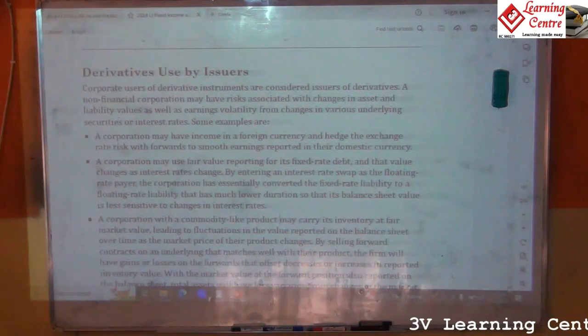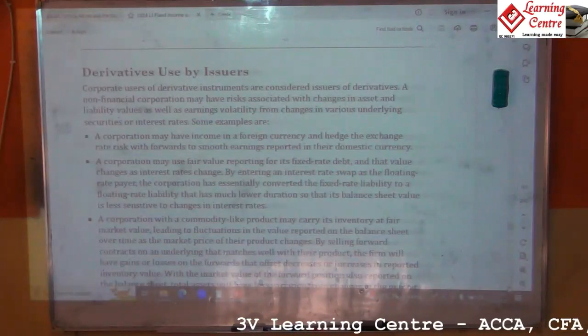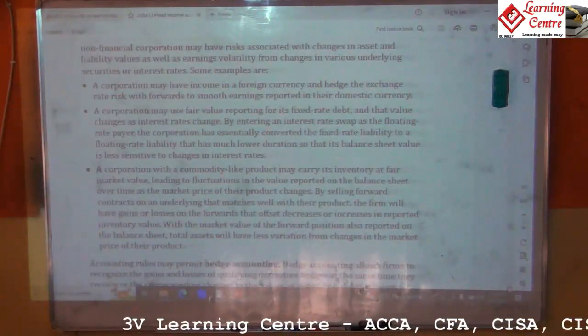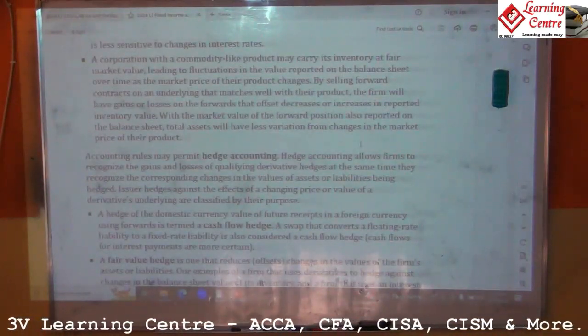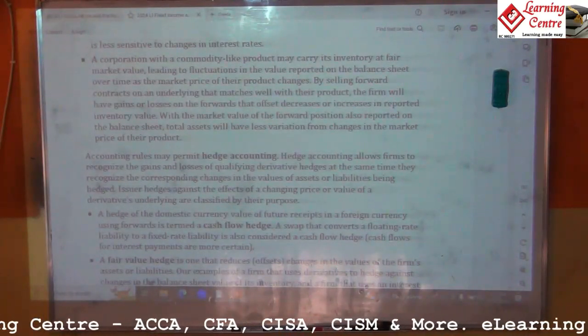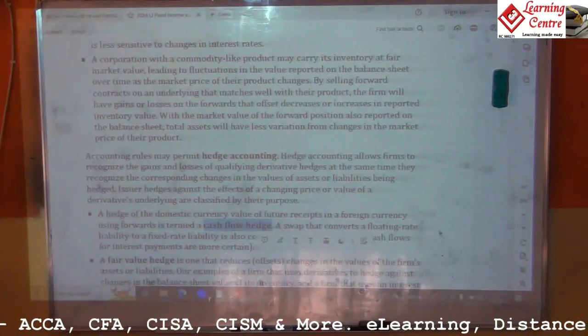Basically, that's what they will ask you: who are the people that use derivatives? They will not really ask you what they use it for. The main thing is to hedge risk, exchange risk. That's the most popular one. Same thing with inventory and all. Accounting rules will permit hedge accounting, allowing firms to recognize gains and losses of derivatives. We'll explain this at the cash flow.